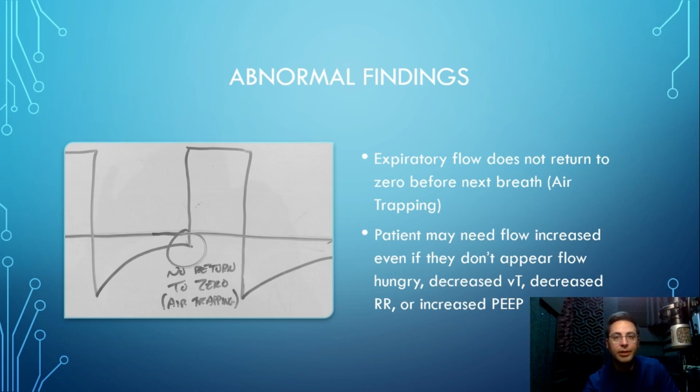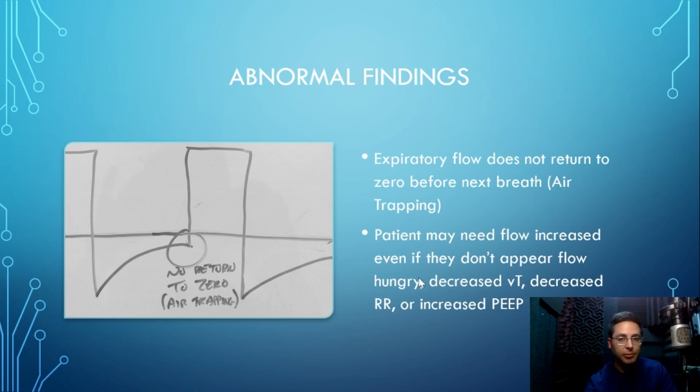Some abnormal things we might see. We take a look at this waveform here. On the expiratory side, we observe an incomplete return to baseline here. And this is indicative of air trapping. In these cases, the patient may need to have their flow increased.